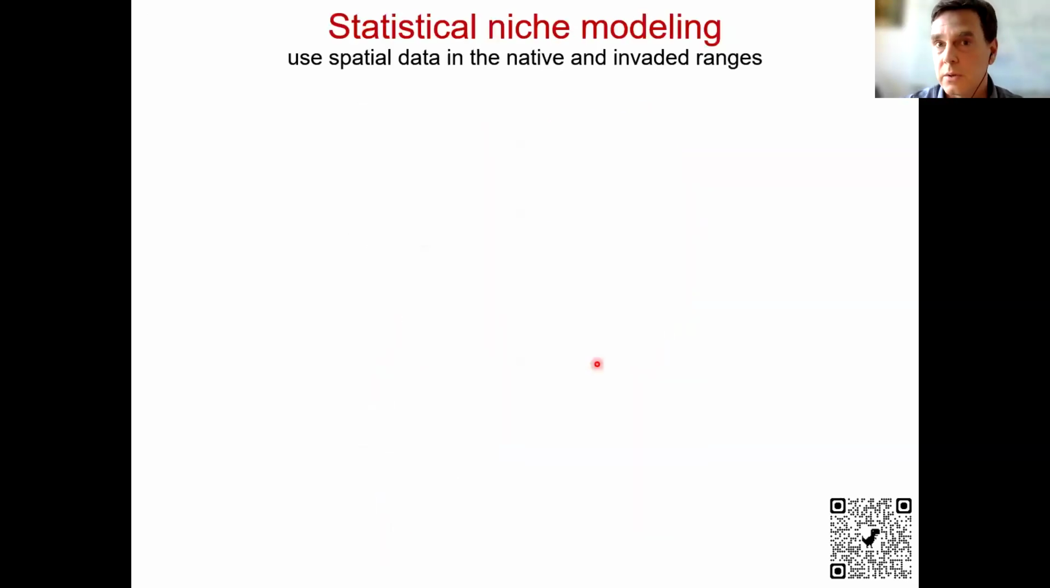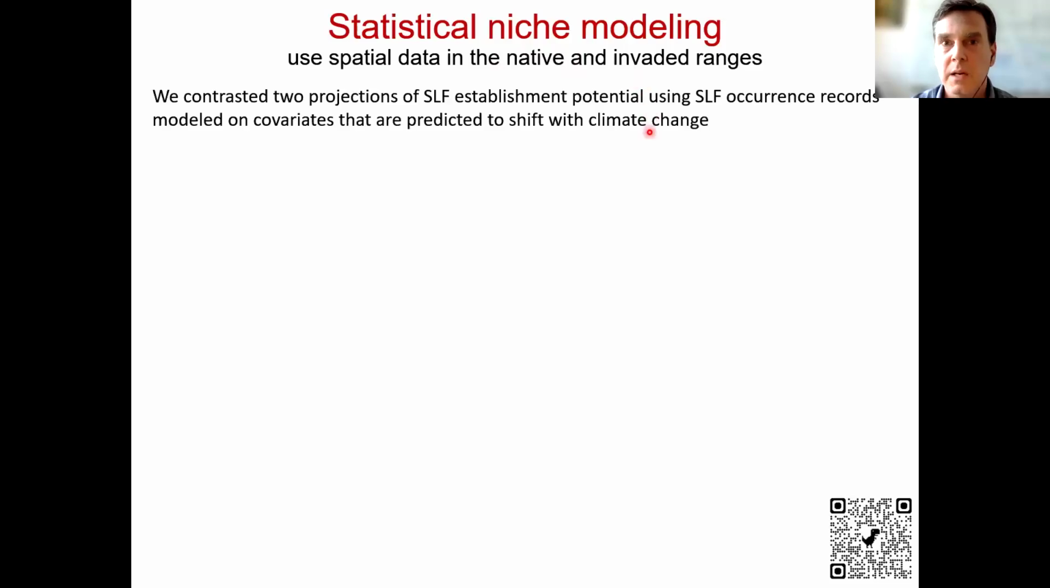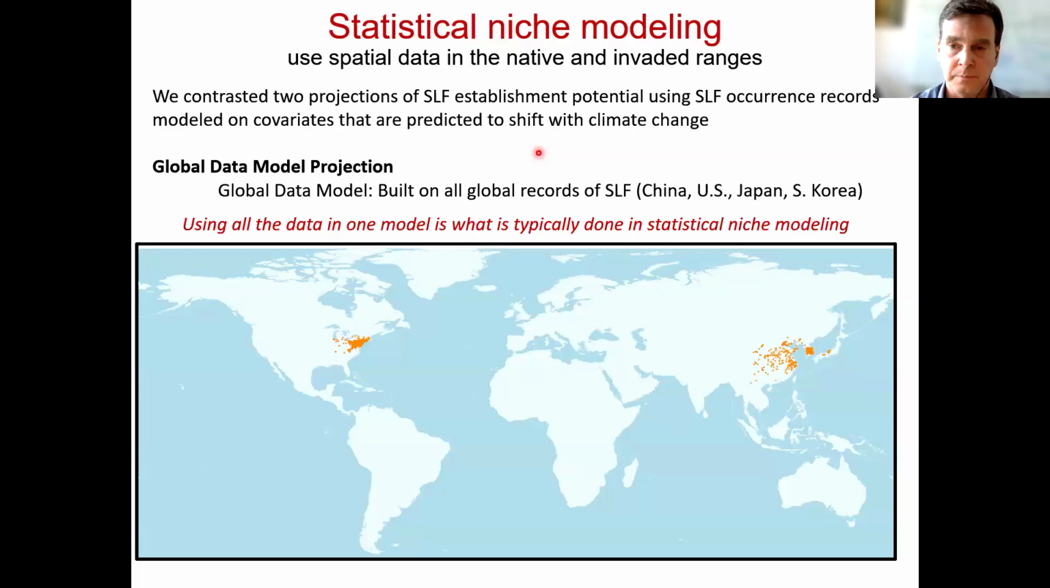So we're building statistical niche models. We're taking all that presence data that we got from the Lycorma package that we put together, and Sam just used Maxent as a standard model. We're using spatial data from both the native range and the invaded ranges. And we contrasted two different projections of spotted lanternfly establishment potential using those occurrence records, modeled on temperature and precipitation covariates that are predicted to shift with climate change.